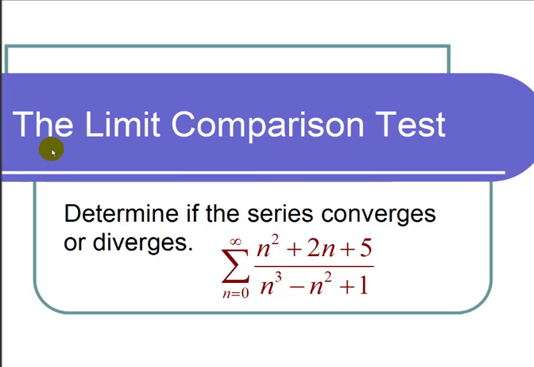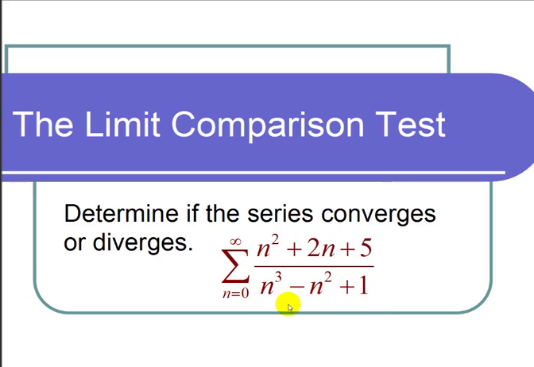This is a video on the limit comparison test. The question states, determine if the series converges or diverges. We have the summation from n equals 0 to infinity of n squared plus 2n plus 5 over n cubed minus n squared plus 1.